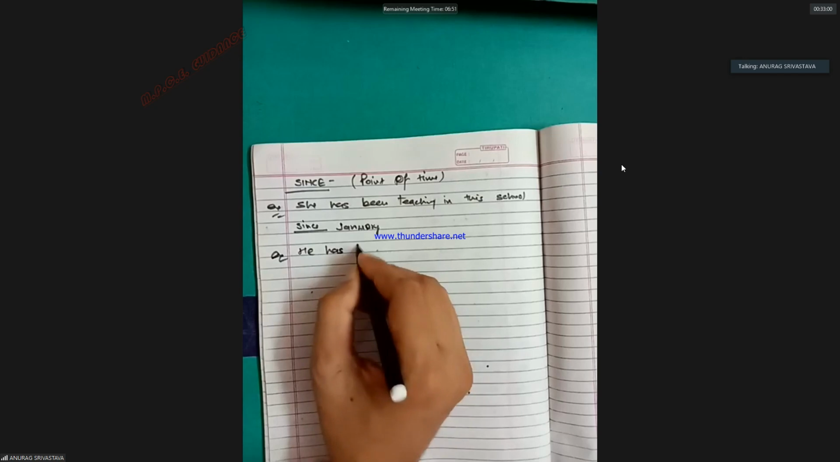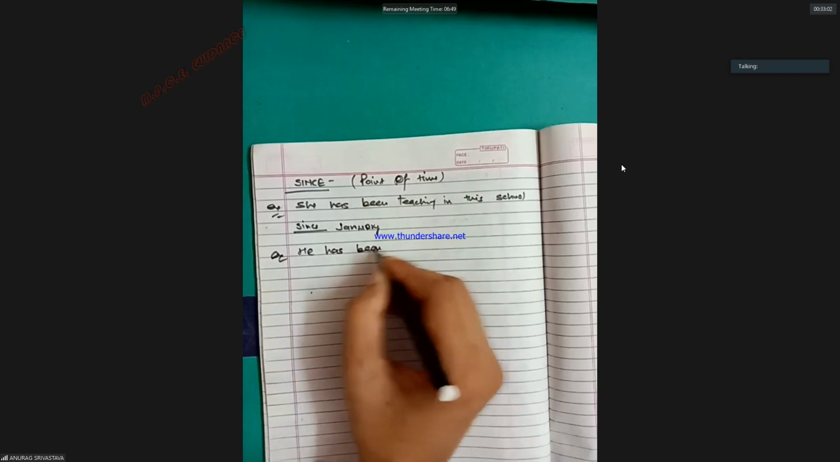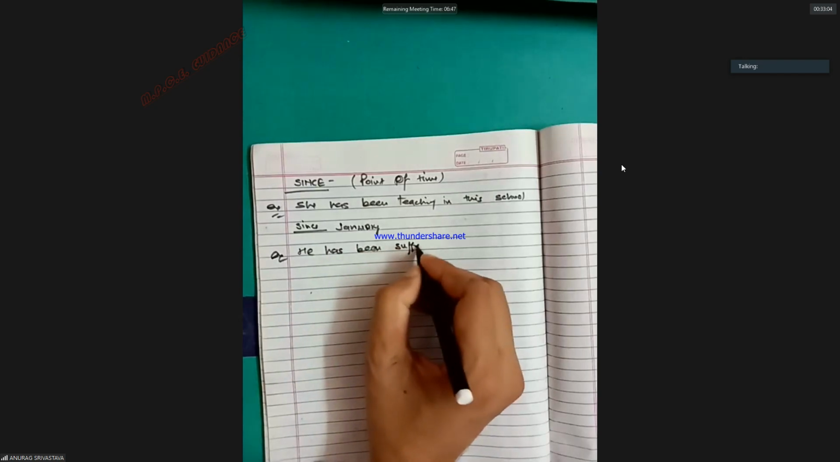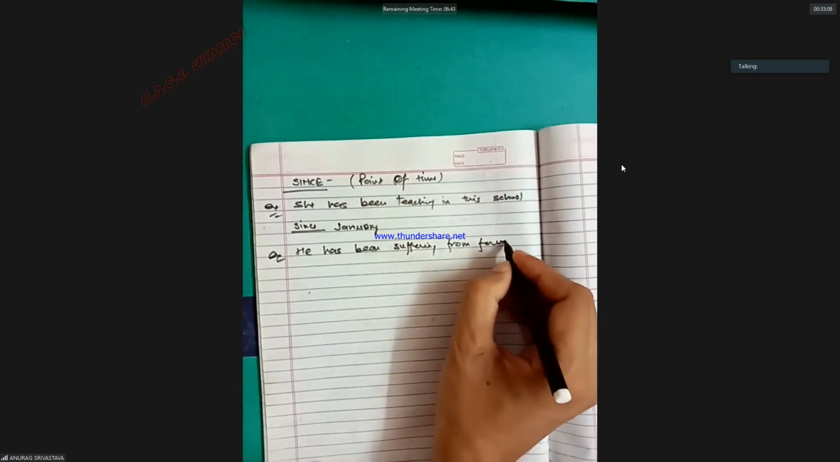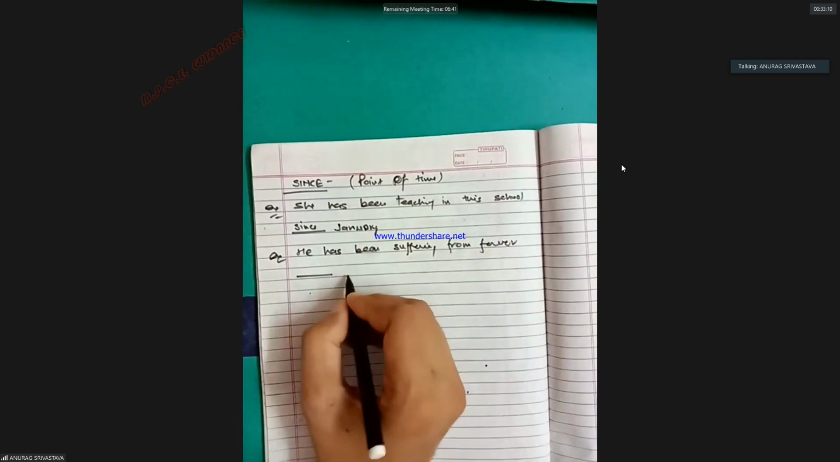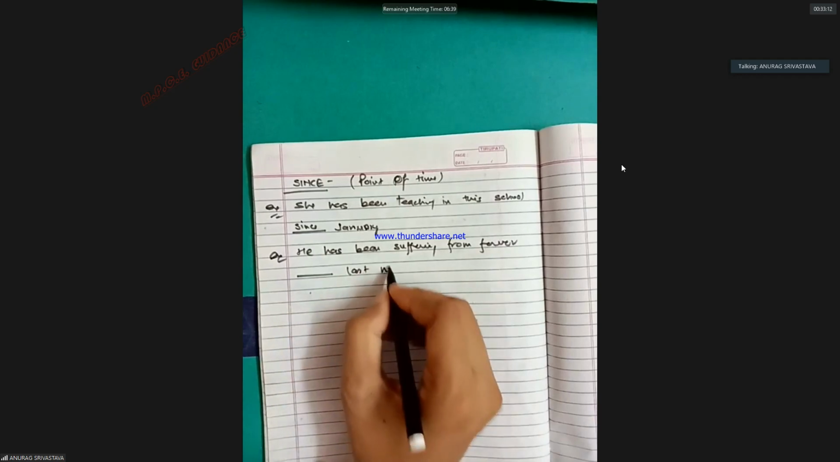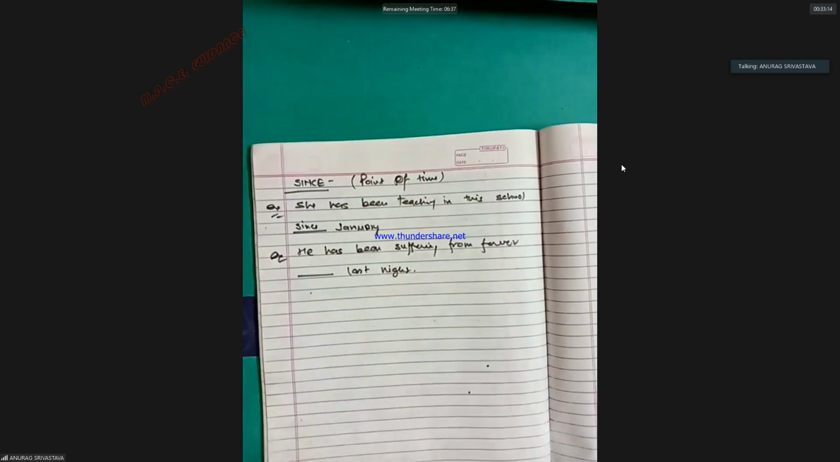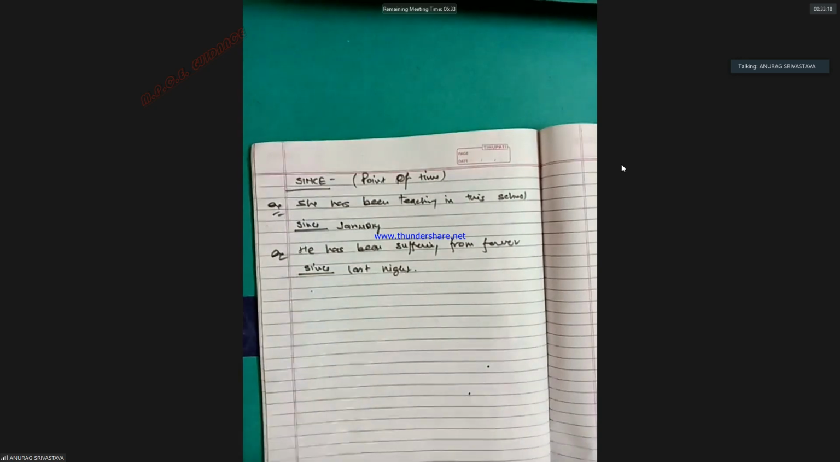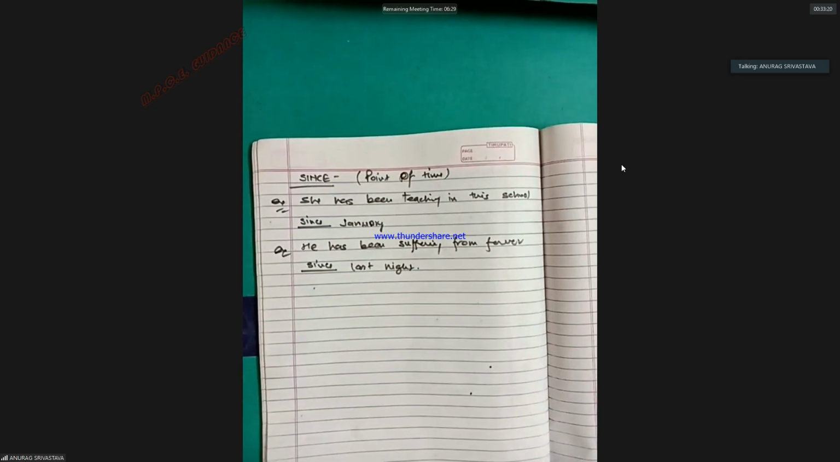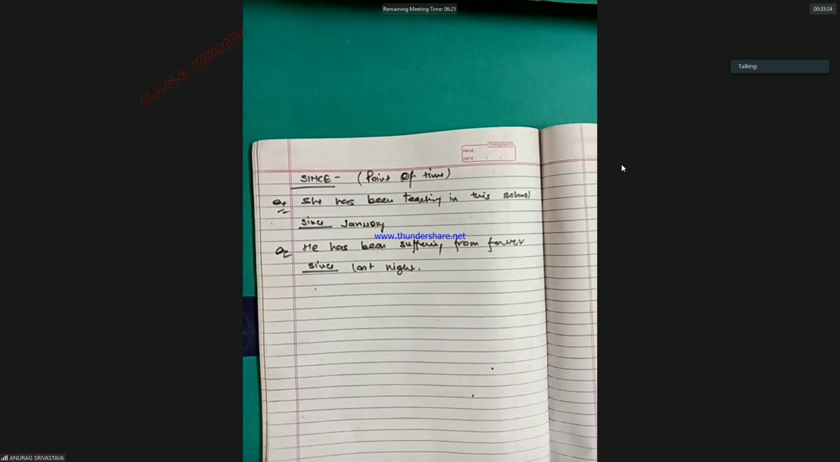He has been suffering from fever till last night. Last night is the specific time. It is the point of time. So here will be since last night. Okay. In this way, you can fill various types of prepositions.